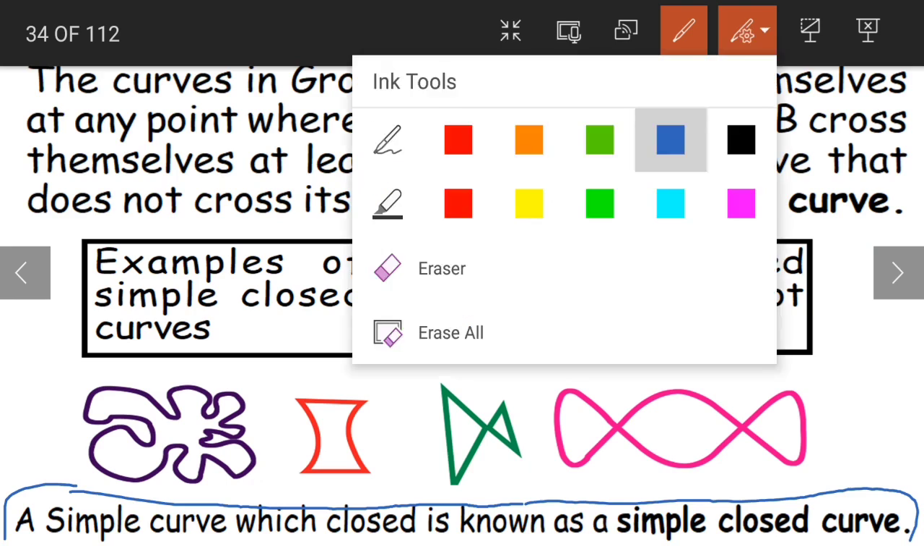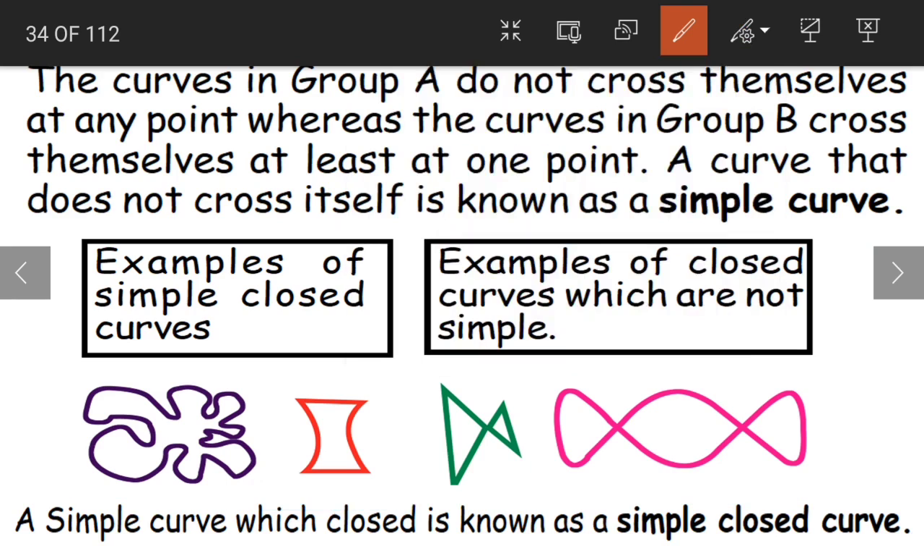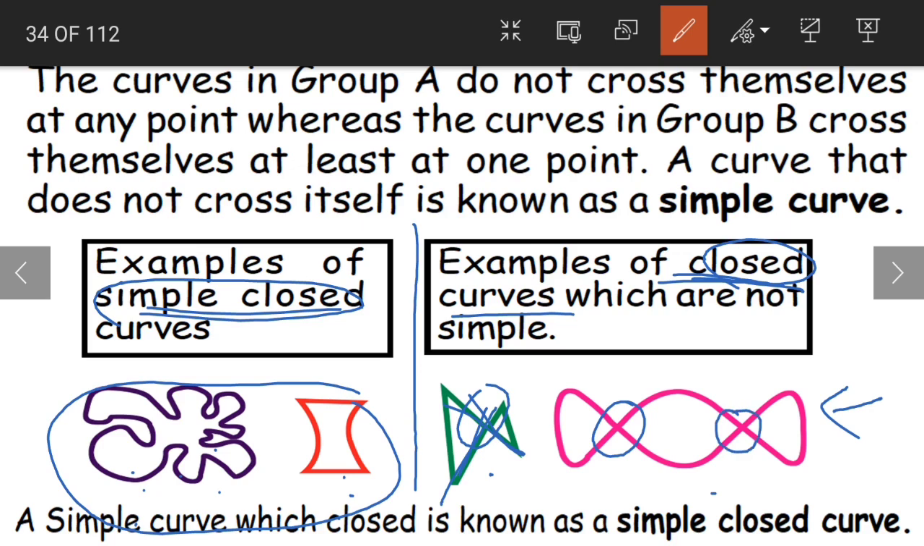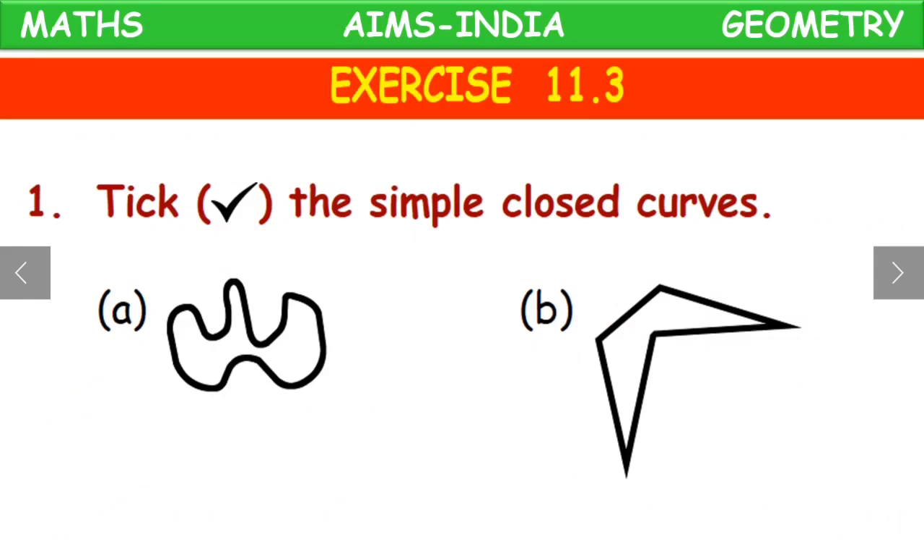So from this we can see a few more examples of simple closed curves. These two become simple closed curves. Why? Because the curves do not cross themselves, whereas these are just closed curves. These are our simple closed curves. Again, these two figures are just closed curves. Why? Because the curves are crossing themselves at least one point here. So this is the difference between a simple closed curve and a closed curve.